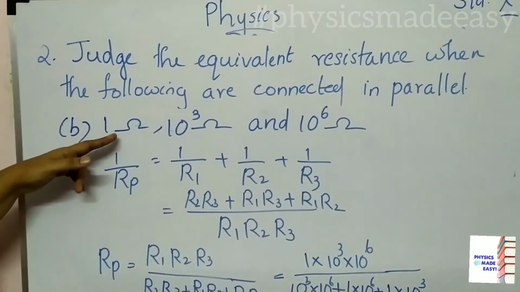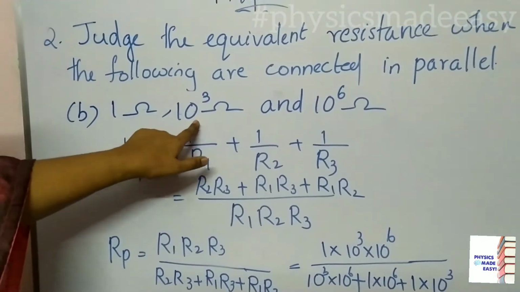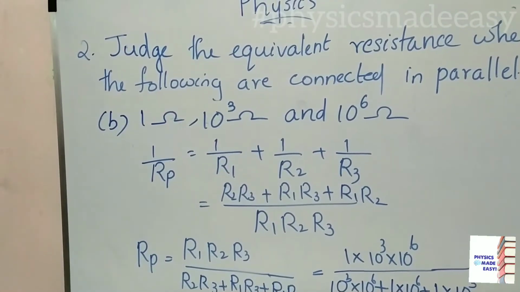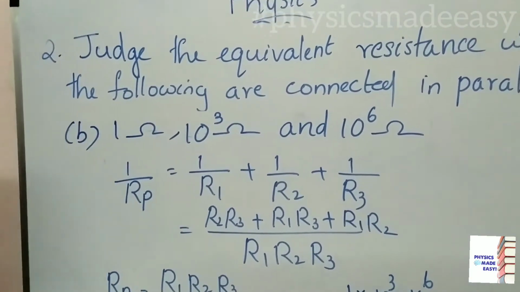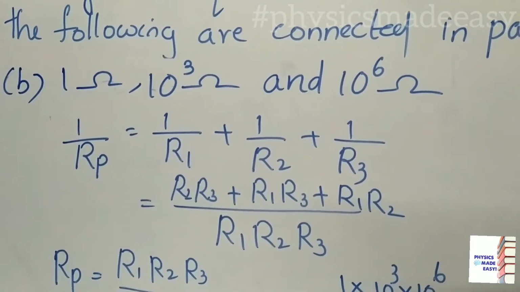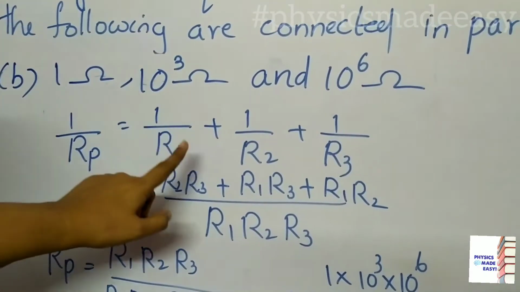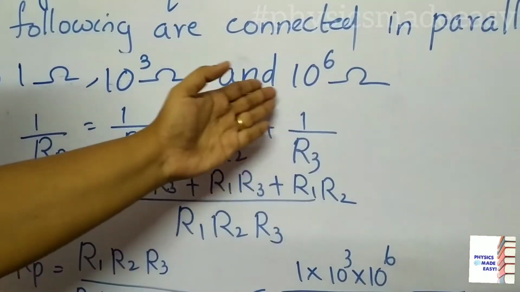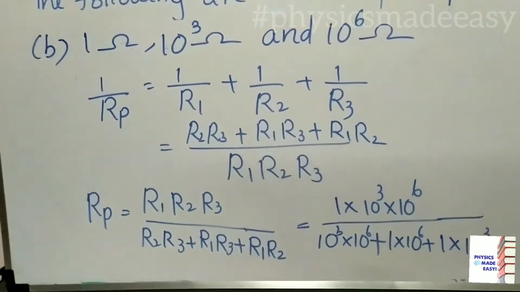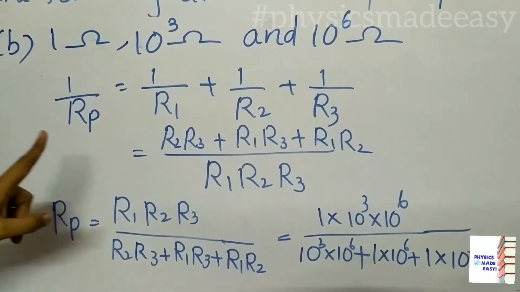Then 3 resistors are given here having resistance 1 ohm, 10 raised to 3 ohm and 10 raised to 6 ohm. Here these 3 are connected in parallel, so we can say the effective resistance will be less than 1 ohm. How to show? 1 by Rp is equal to 1 by R1 plus 1 by R2 plus 1 by R3. Our values are like this. If you are putting the values in this equation and solving, that is very difficult. So, you have to do it this way.